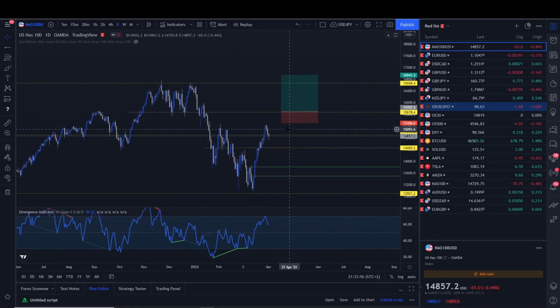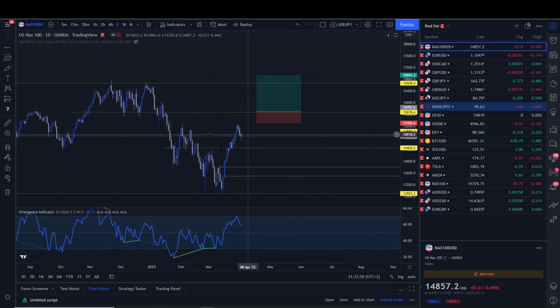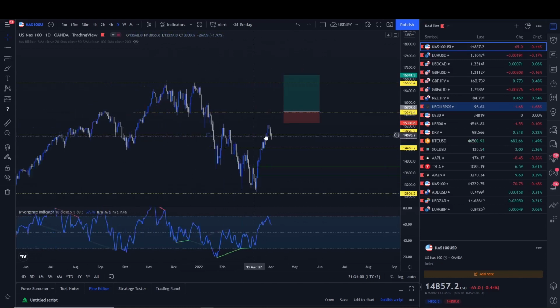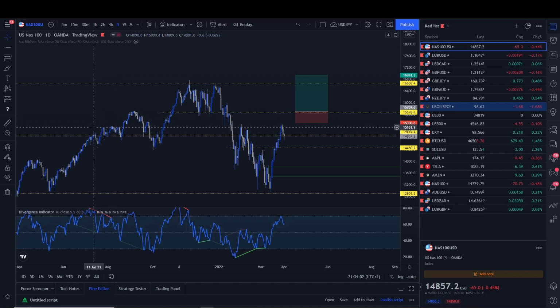I'm not bullish on NAS at the moment. Still, I don't care what's happening here, I'm still not bullish on NAS. Like I said, guys, break above there, go up.